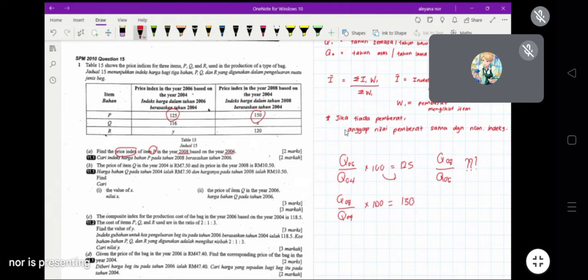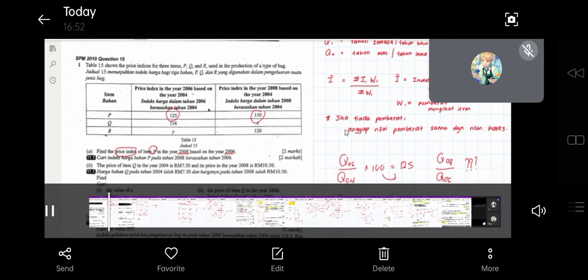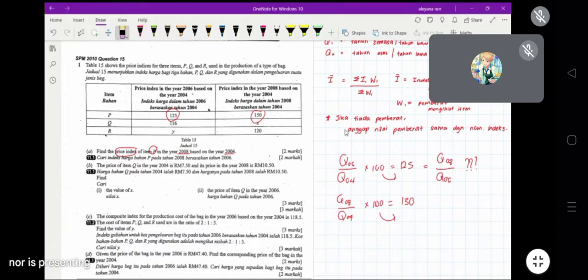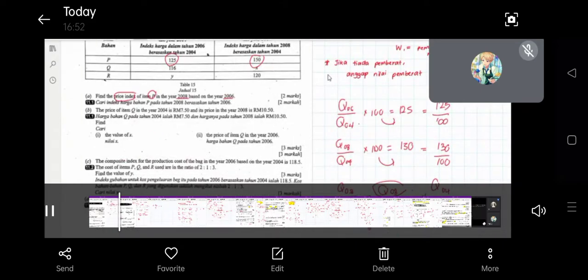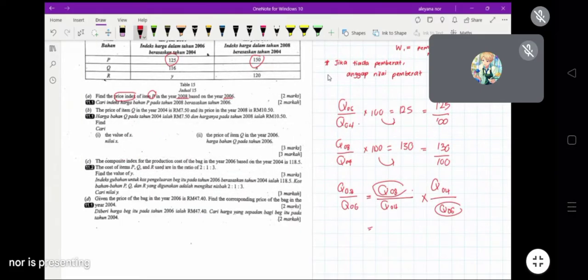As you can see what she wrote over there, should I ubahkan? And then you get 125 per 100. That's your first equation. Your second one is 130 bahagi 30, astaga, 150 bahagi 100. She wrote it wrongly, so that's why. I also don't know why.